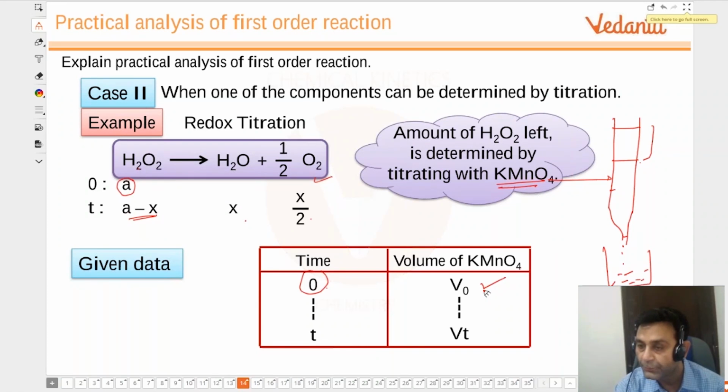After time T, some amount of the H2O2 will be consumed, right? That will be titrated by the potassium permanganate. It means the volume of the KMnO4 used will be less. The more the amount of the H2O2, the more the amount of the KMnO4 required. And after time T, some amount of the H2O2 has decomposed, so the volume of the KMnO4 used will be less. Are you getting me?